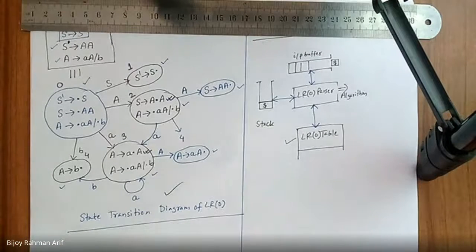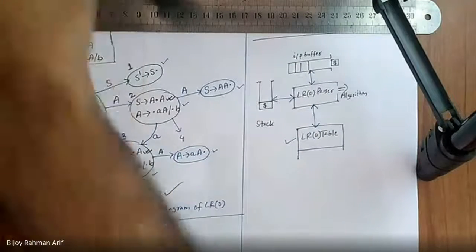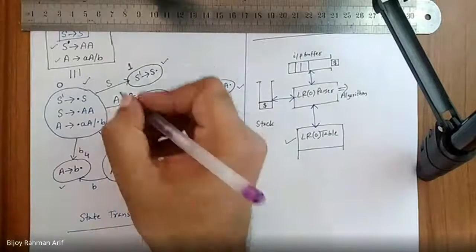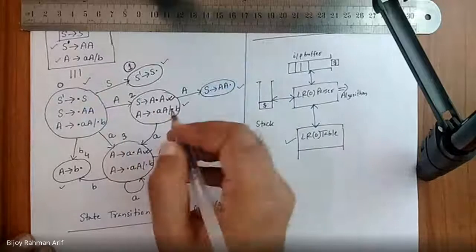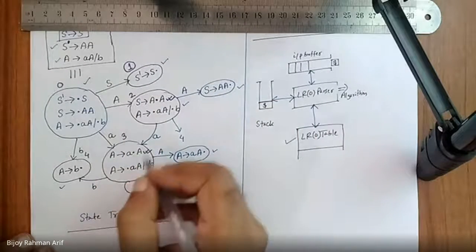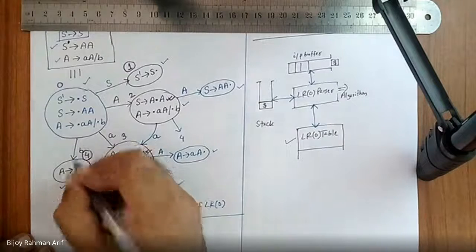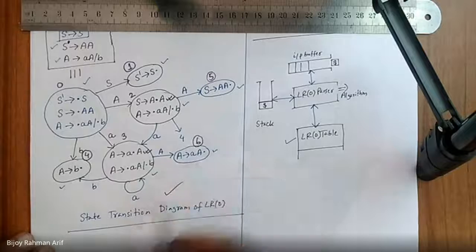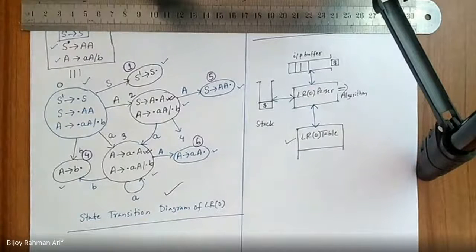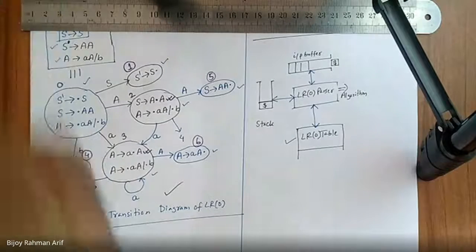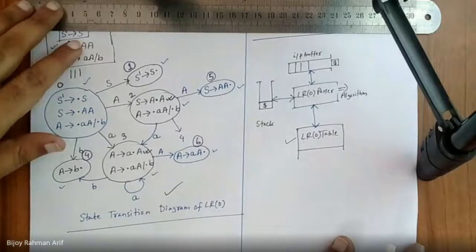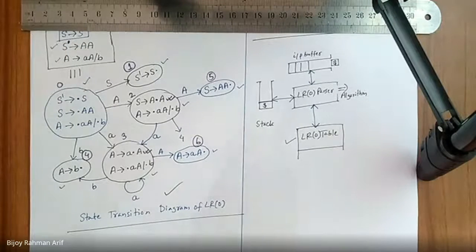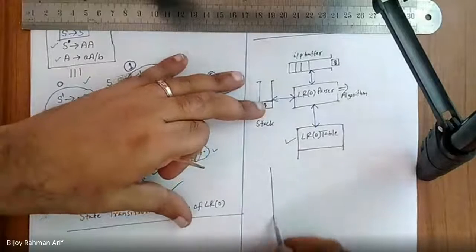All right. So how can we convert this to a table? Let's draw the table first. But before that, let's do something. Final items, I'm going to circle. This is the final item. This is the final item. This is the final item. So how many states are there in the diagram? There are 7 states. So let's write numbers.